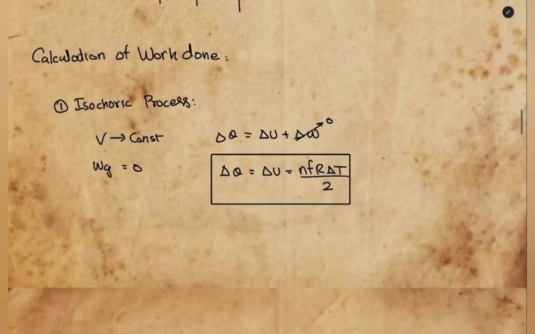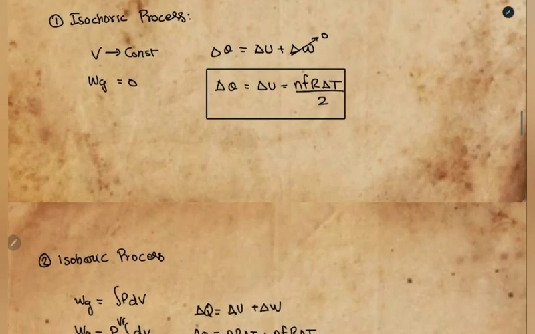Then, calculation of work done. In an isochoric process, volume will be constant, so work done will be 0. This is what you have studied. If you apply this in the formula, you will get delta U is equal to delta Q. For delta U, you have a formula, which is nR delta T by 2 times F. That's it. This is the formula for the isochoric process.